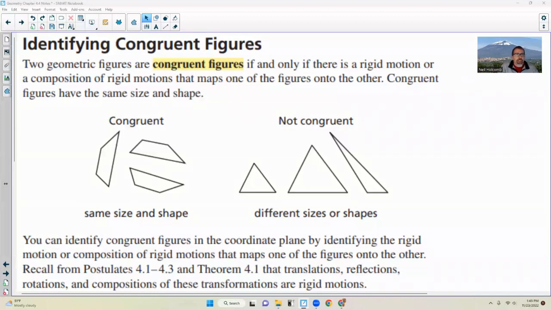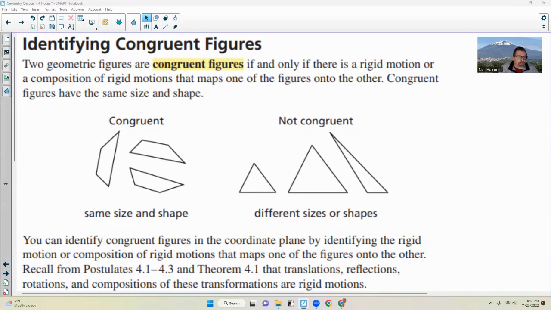All right, identifying congruent figures. Two geometric figures are congruent figures if and only if there is a rigid motion or a composition of rigid motions that maps one of the figures onto the other. Congruent figures have the same size and shape.